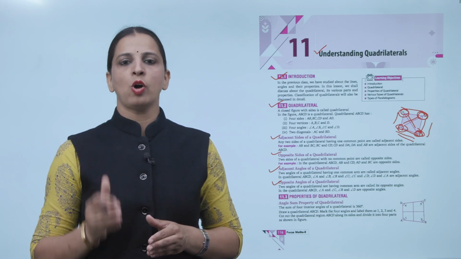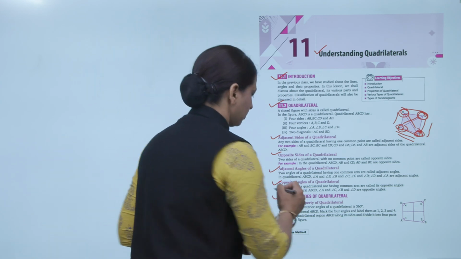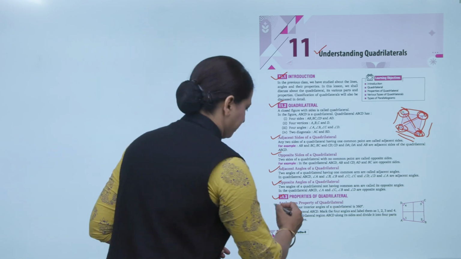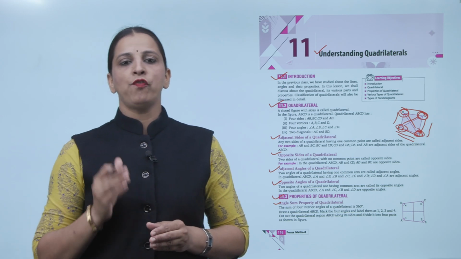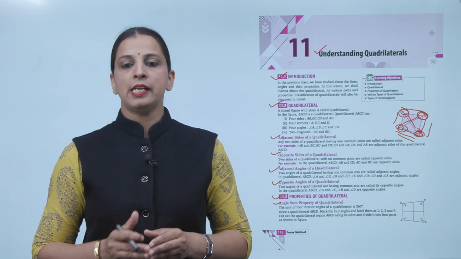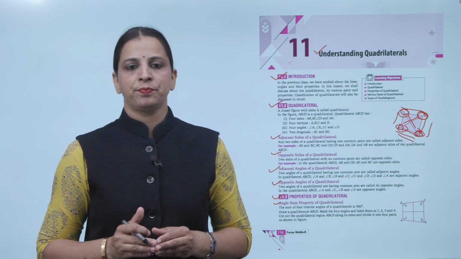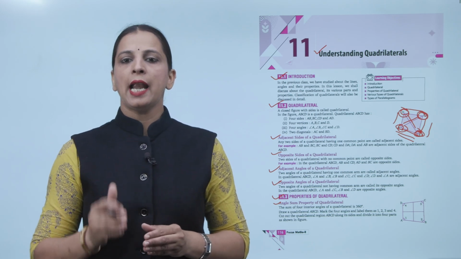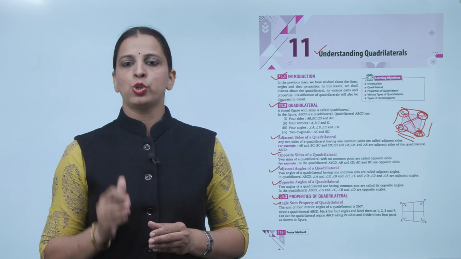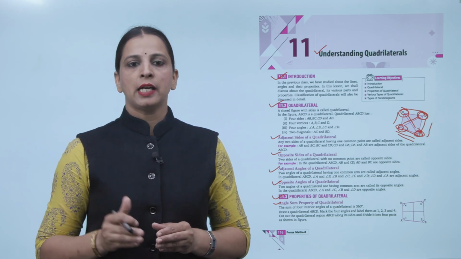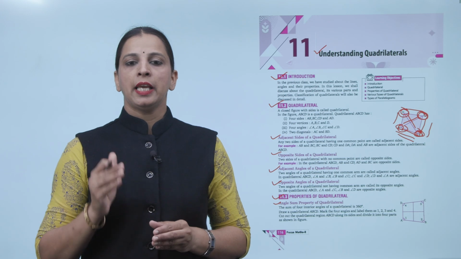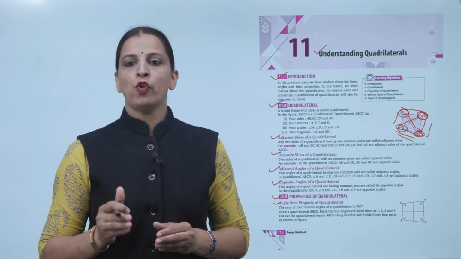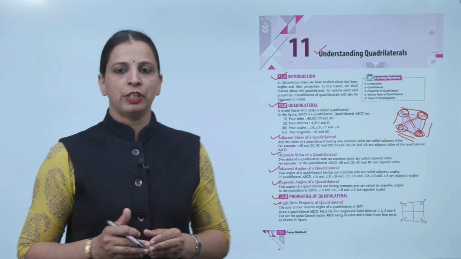Now, properties of quadrilateral. Angle sum property of quadrilateral. The sum of the four interior angles of a quadrilateral is 360 degrees. Draw a quadrilateral ABCD, mark the four angles and label them as 1, 2, 3 and 4. Cut out the quadrilateral region ABCD along its sides and divide it into four parts as shown in the figure.